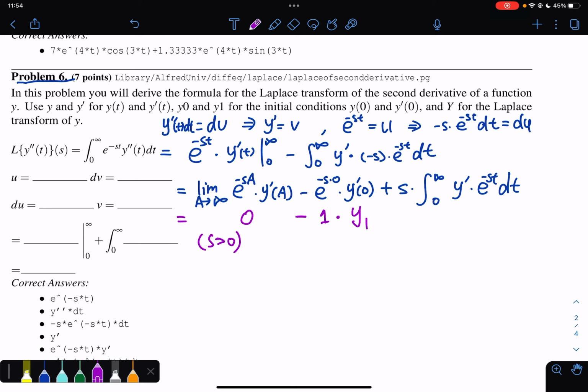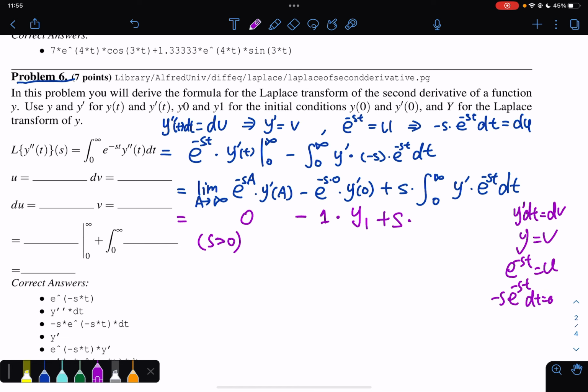And then I look at my second half of the problem. My answer doesn't want me to have y prime in the expression, because the problem says to write it in terms of initial conditions and the Laplace transform of y. So I want to get rid of the y prime, and I'm going to use the same way of thinking. If I have y prime dt as my dv, integration by parts again, I have y equals v, and my e to the negative st is my u. So negative s e to the negative st dt is my du.